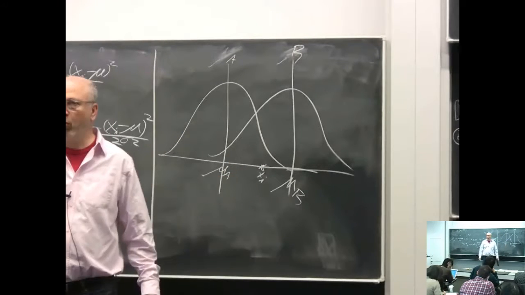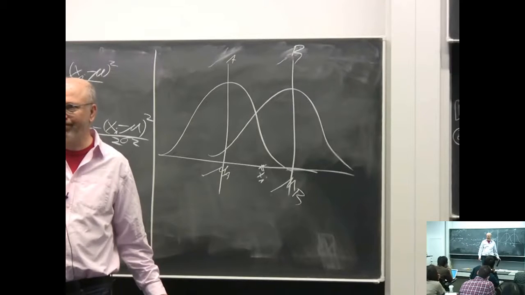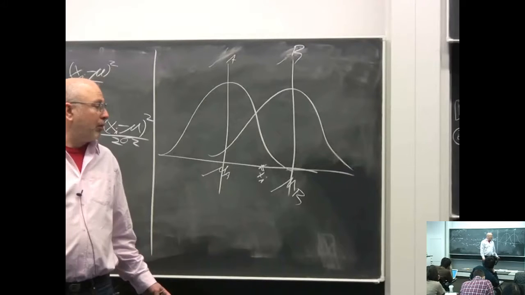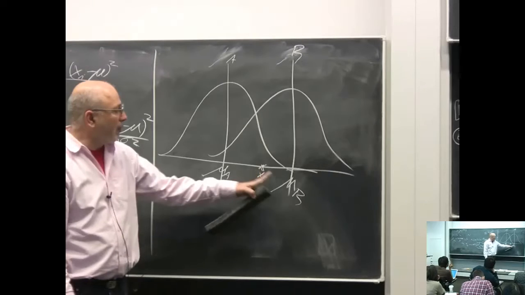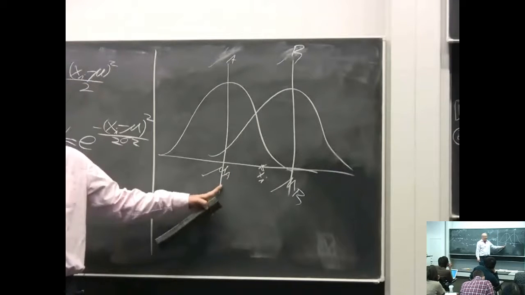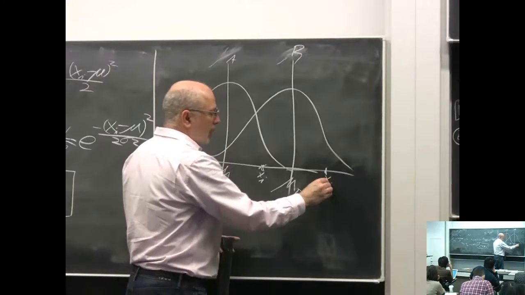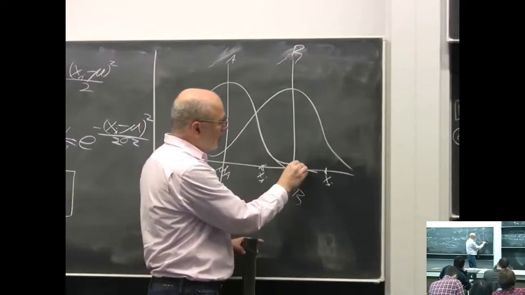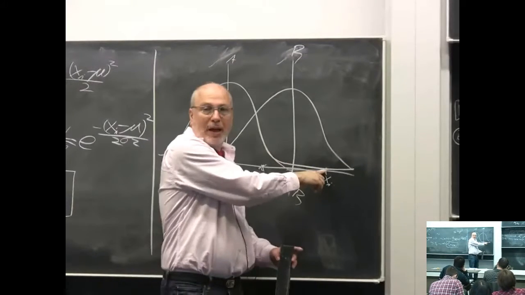You still don't know whether it came from A or from B. It could have come from either, right? Now, you can guess or you can estimate that it's more likely to have come from B than from A. Certainly, if it were here, it's much more likely to have come from B than from A. Why? Because you can see that A has a very, very low likelihood here.